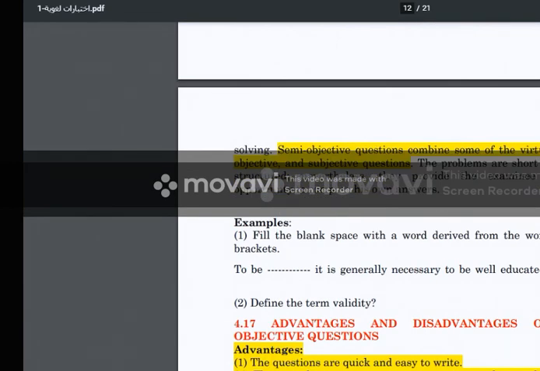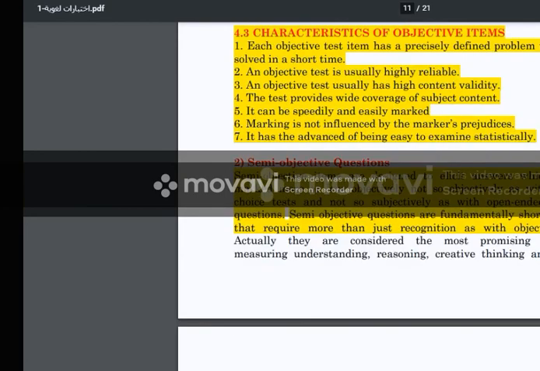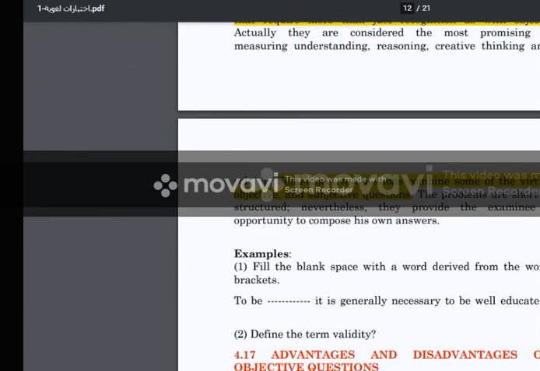Subjective or free response questions is the opposite of objective or closed response questions. So anything explained in the objective is quite the opposite when we are dealing with subjective. So subjective is called subjective because it is more concerned with production than recognition. Number 1. Number 2 is scoring is affected by the scorer's personal bias.